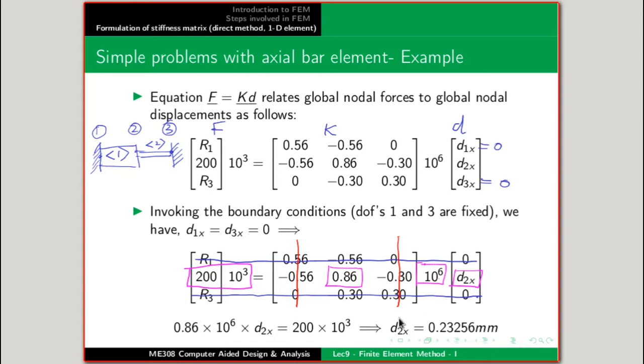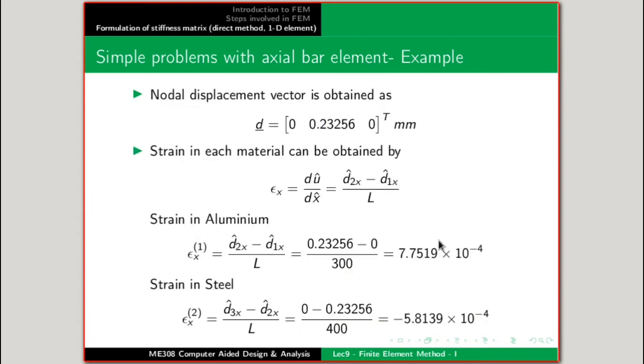From that we can calculate the displacement at node 2, d2x equal to 0.23256 millimeter. Once we obtain the displacement, we have our new displacement vector: D is equal to [0, 0.23256, 0] transpose. So it's actually a column vector. Now, once we obtain the displacement vector, we can calculate the strains.